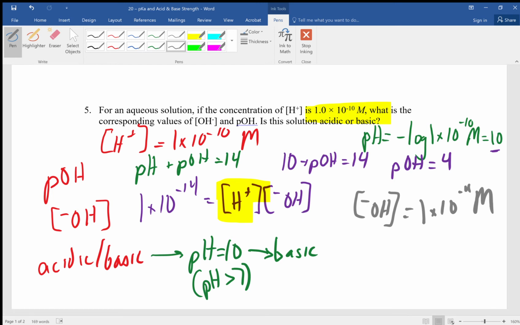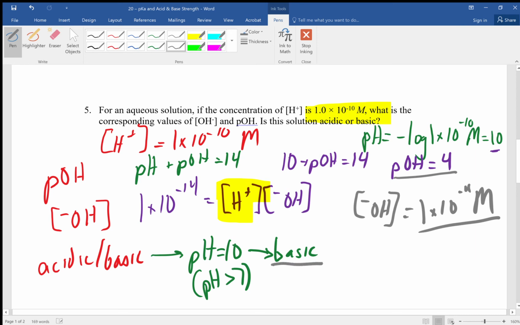And you could have done these in any order. It doesn't really matter. Those are the three answers that you should get: pOH of 4, hydroxide concentration of 1 times 10 to the minus 4 molar, and the solution is basic.